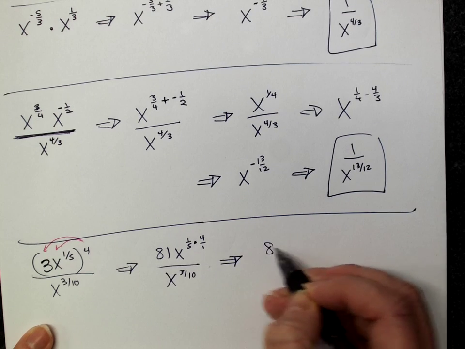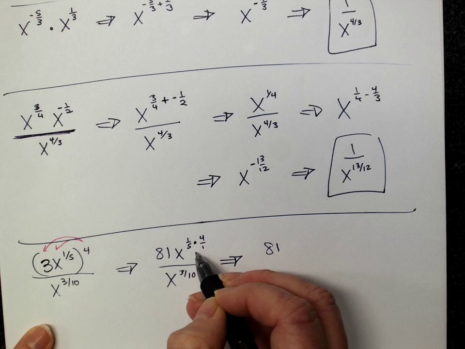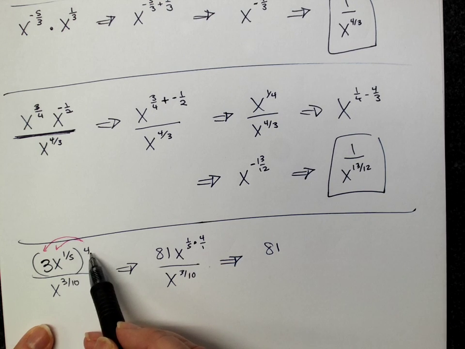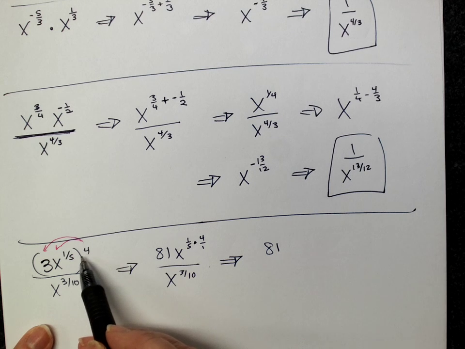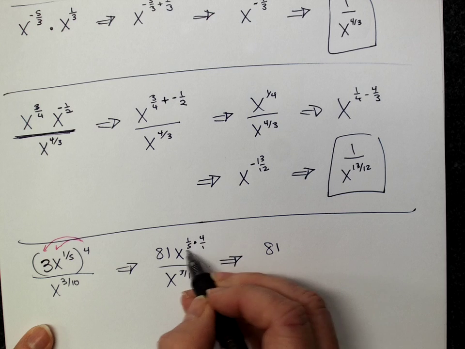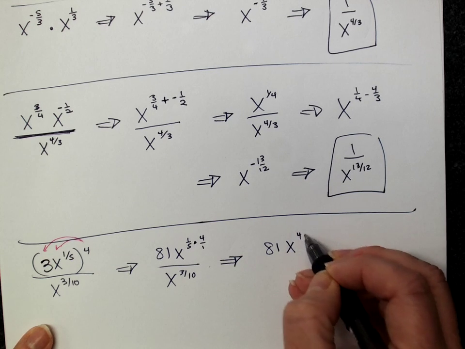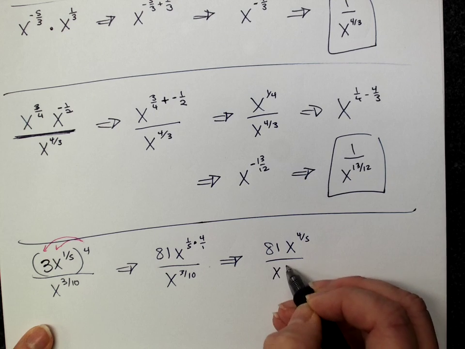So this becomes 81. X to the 1/5 raised to the 4th power is 1/5 times 4. Power rule. Same rule you already know for integers, but now you're just doing fraction multiplication instead of integer multiplication. 1/5 times 4 is 4 over 5. No common denominator needed. X to the 4/5 over x to the 3/10.